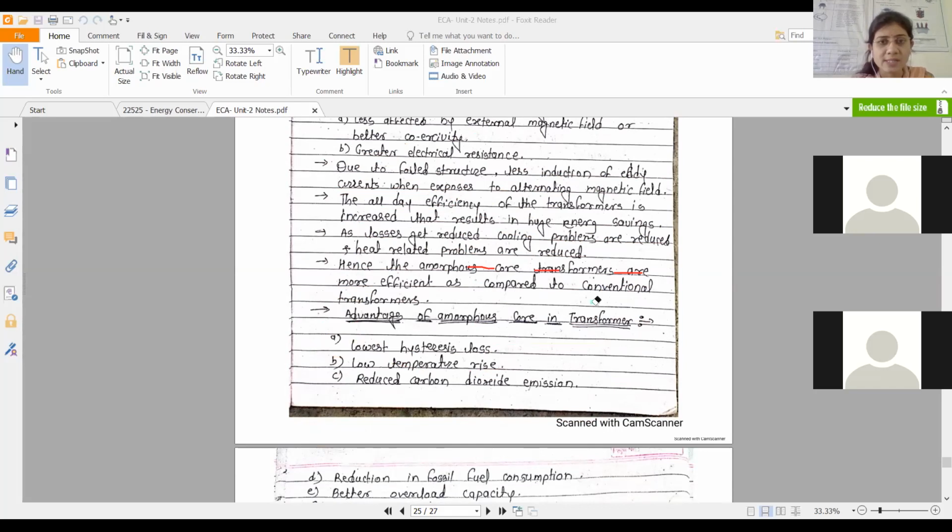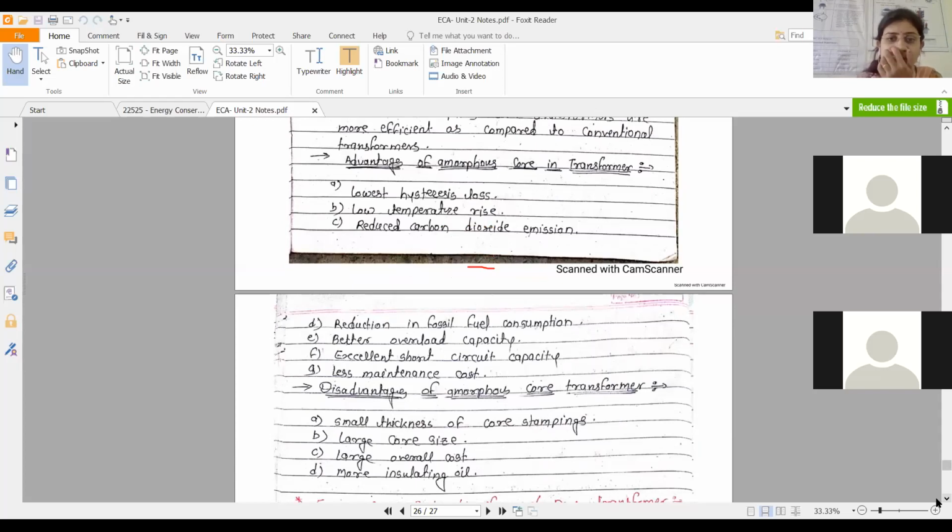So the first advantage is the lowest hysteresis loss, so the temperature rise is less, and after that carbon dioxide emission is less. After that, reduction in fossil fuel consumption, better overload capacity. It can withstand the overload. Okay. After that, excellent short circuit capacity.